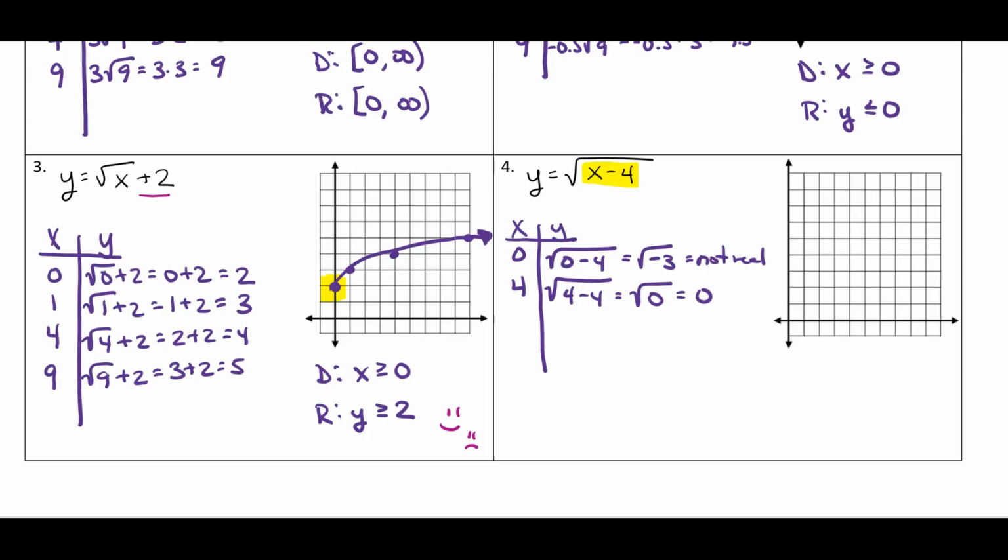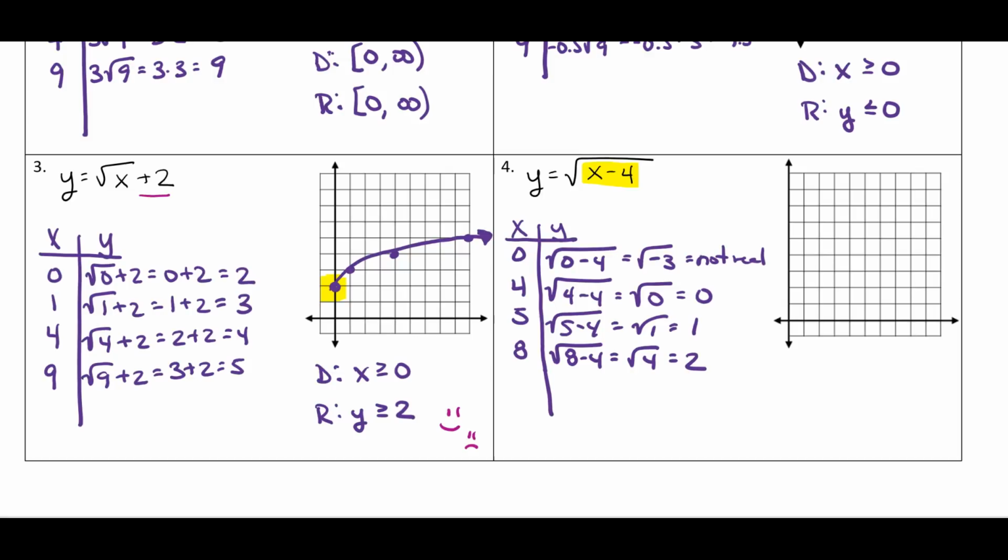Now, our next perfect square is 1. So how can I make x minus 4 be a 1? Well, the next value would be 5. 5 minus 4, of course, is 1. So the square root of 1 would be 1. Now our next perfect square is a 4. So what minus 4 would equal 4? Well, 8 minus 4 equals 4. So the square root of 8 minus 4 would equal the square root of 4, which is 2.